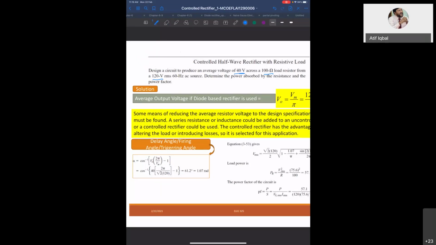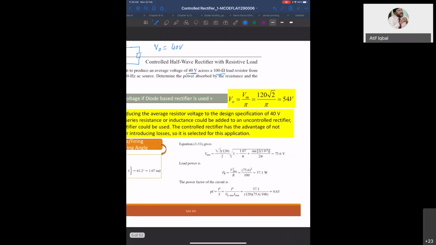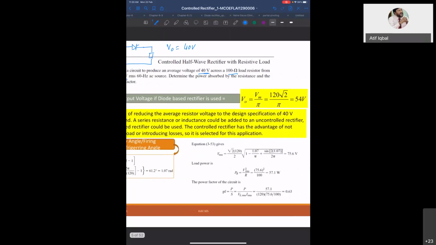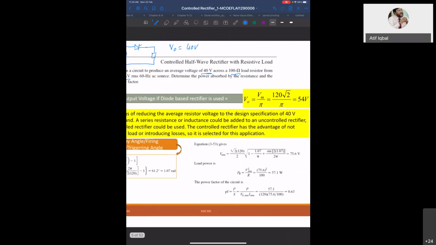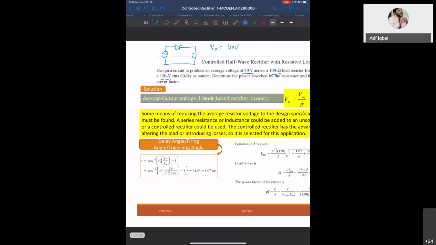We use a thyristor based rectifier. So we have an AC source, we use a thyristor, and this is my load. Now, for this, the average output voltage is given as 40 volt. What should be the firing angle so that we get 40 volt?